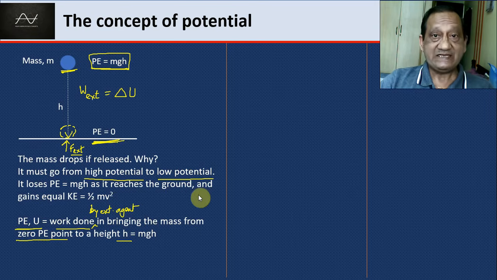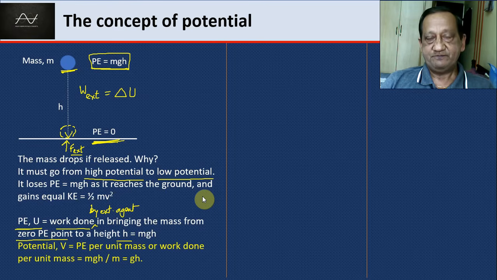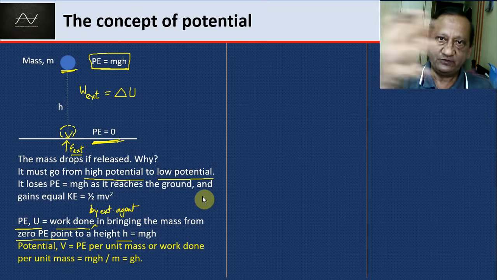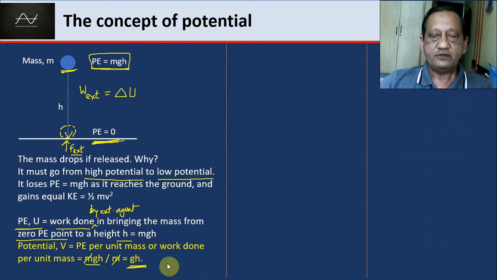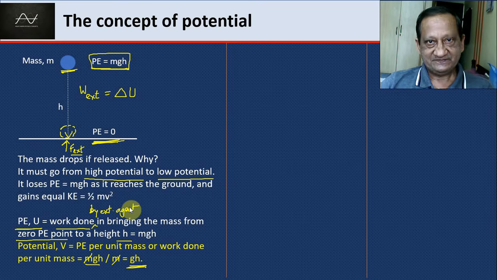What is potential? Very simple. Potential energy per unit mass. That means work done per unit mass in bringing that unit mass from zero potential energy level to this particular height. How much is that? Work done mgh per unit mass. So m cancels, gh. Potential is a function of the height. Larger the height, larger the potential.